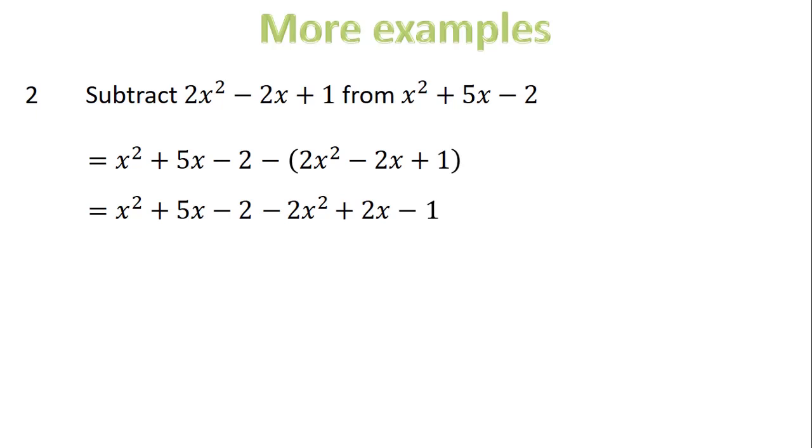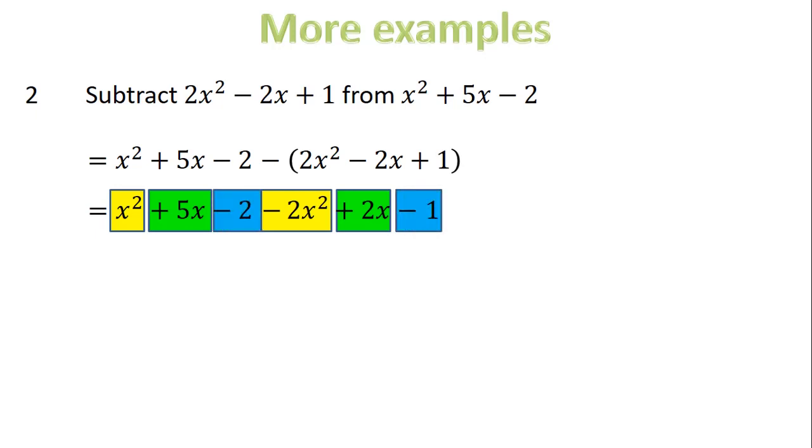In our last step, we find and identify the sets of like terms and then add and subtract. So let's have a look. There's my first x squared term, and then minus 2x squared is the second x squared term. Okay, plus 5x and plus 2x is the next set of like terms. And then my constants, minus 2 and minus 1. And now we put them all together.